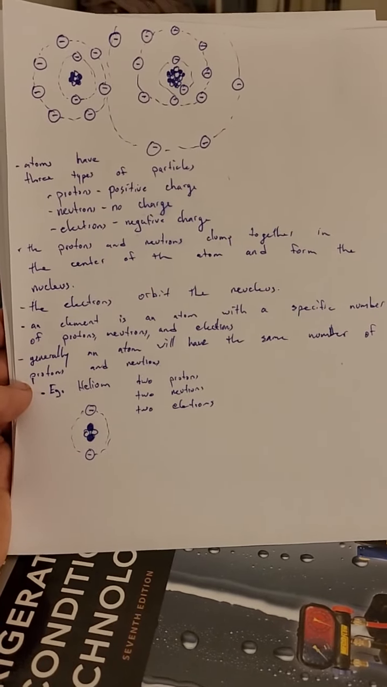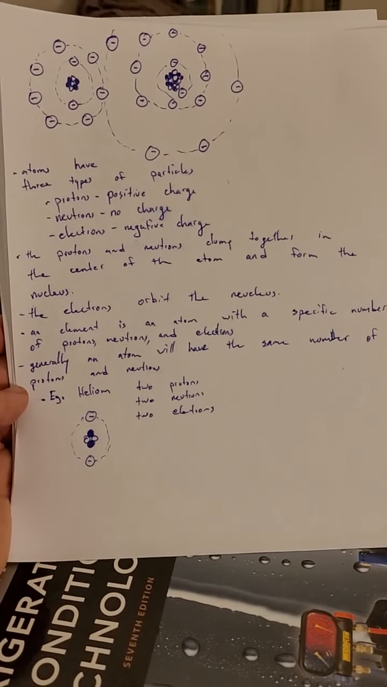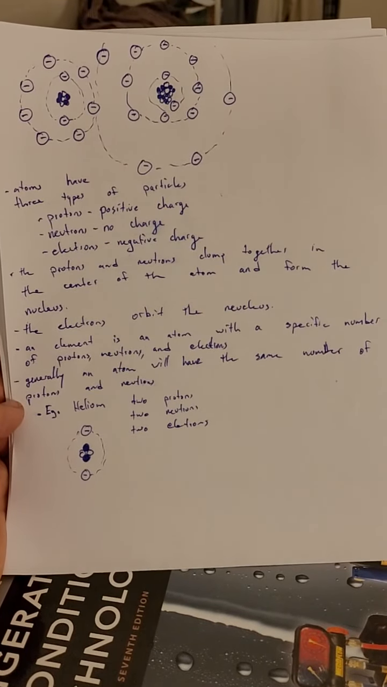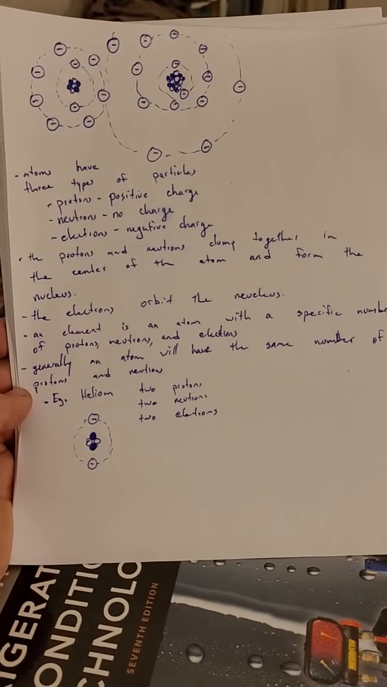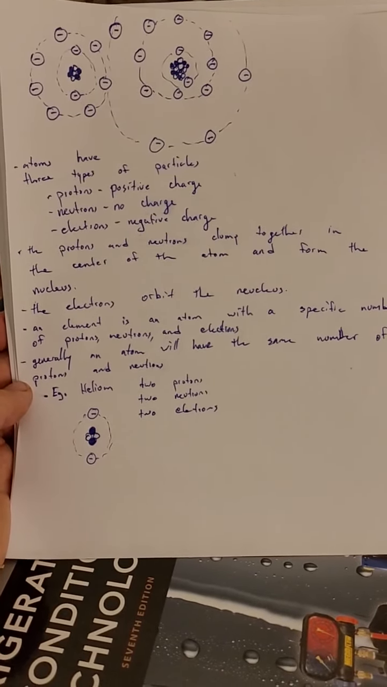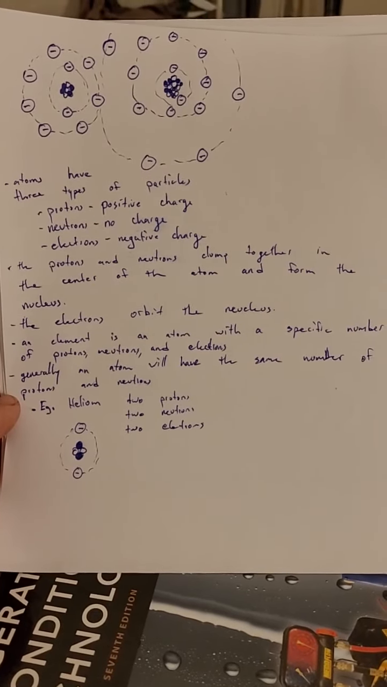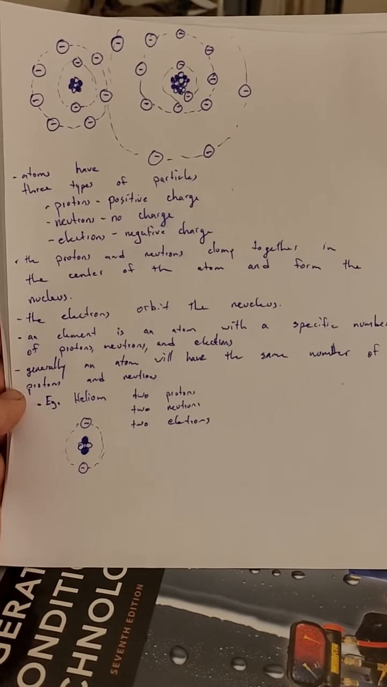Okay, this is part 2 of the Introduction to Electricity. Now we're going to talk about the structure of atoms, and specifically the relationship that electrons have with neutrons and the atom as a whole.